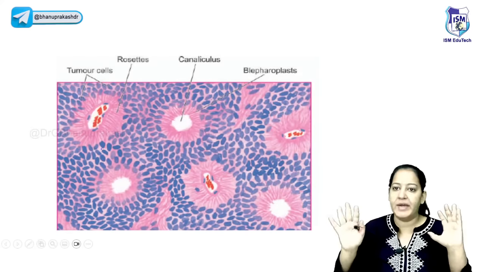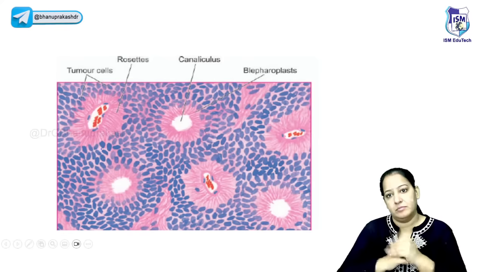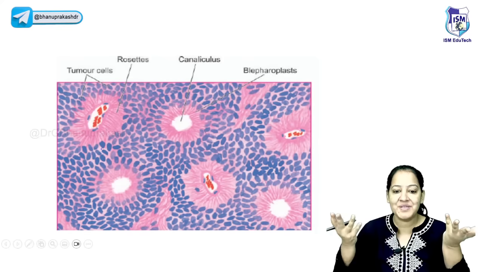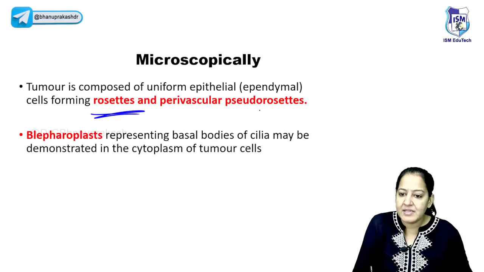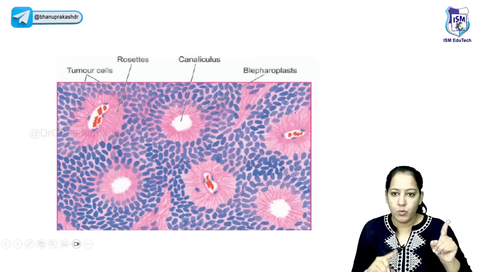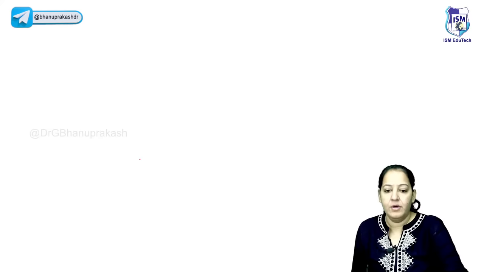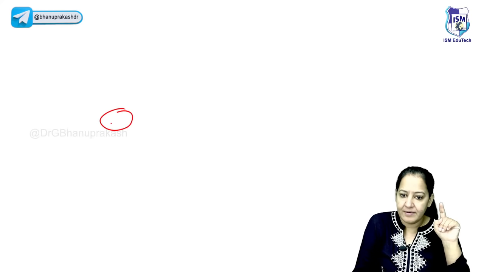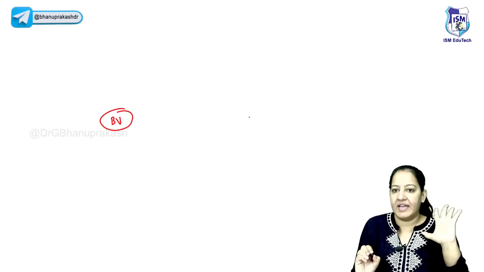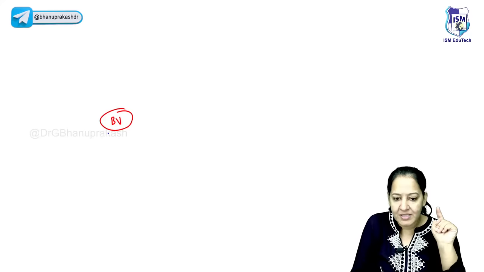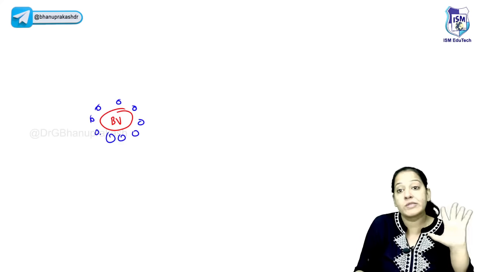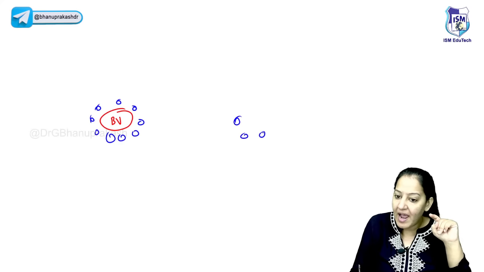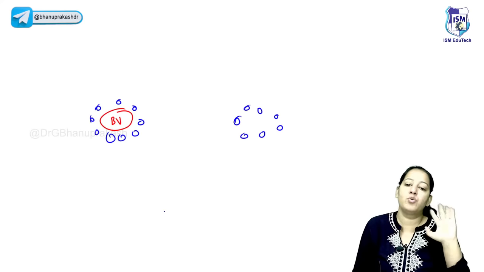Microscopically, very unique. This is ependymoma. Where are the tumor cells and how are they arranged? Here you can see two things, rosettes and pseudo-rosettes. What is a rosette and what is a pseudo-rosette? I will draw. There is a blood vessel at the center. This is a blood vessel. And there is nothing at the center here. So if tumor cells are arranged around the blood vessel, it is known as a rosette. And if they surround an empty space, it is known as a pseudo-rosette.